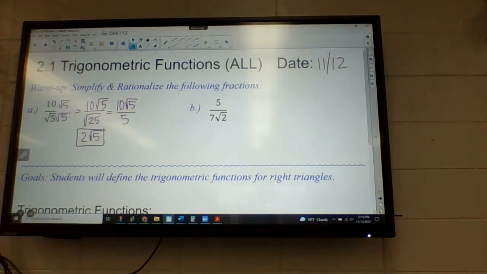Now again, some of your calculators will do this simplifying for you, and that's okay.